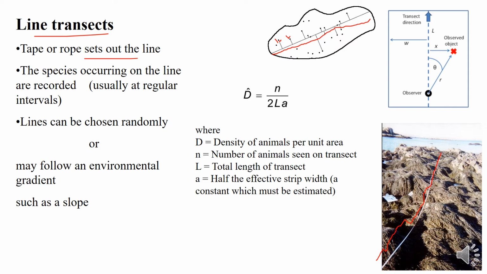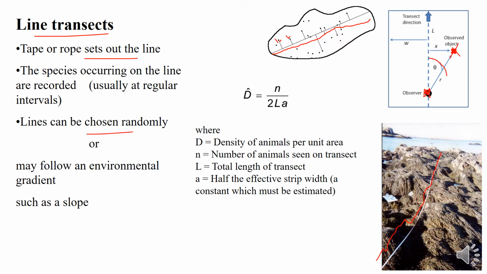On the way, you are the observer, this is your line, you are going along it, and your object is here. So you have to measure the distance from you to your object, and also measure the angle, and also the direct distance from the line to the object. From this calculation, you can calculate the abundance of the species or different individuals in that habitat area.